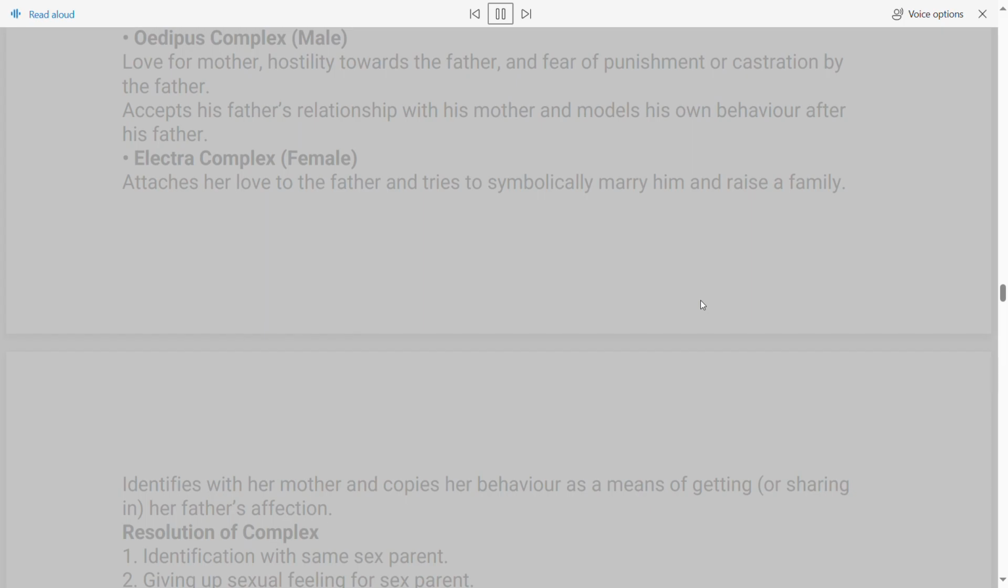Oedipus complex: the male feels love for his mother, hostility towards the father, and fear of punishment or castration by the father. He accepts his father's relationship with his mother and models his own behavior after his father. Electra complex: the female attaches her love to the father and tries to symbolically marry him and raise a family. She identifies with her mother and copies her behavior as a means of getting or sharing in her father's affection. Resolution of the complex: 1. Identification with the same-sex parent. 2. Giving up sexual feeling for the opposite-sex parent.